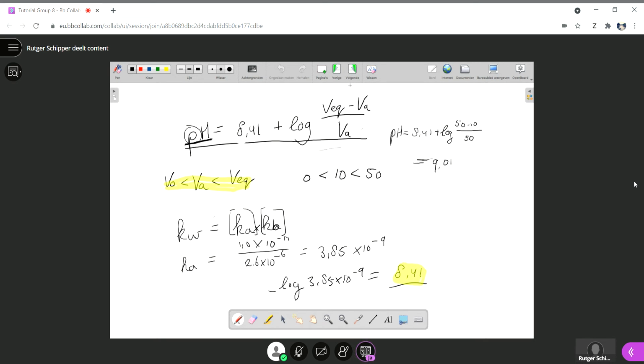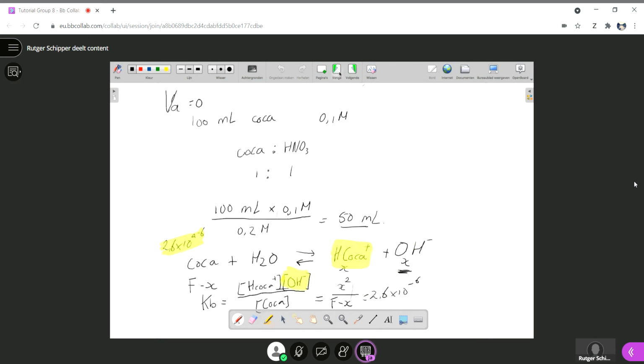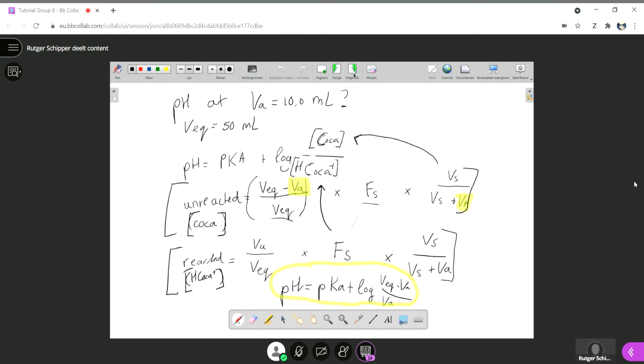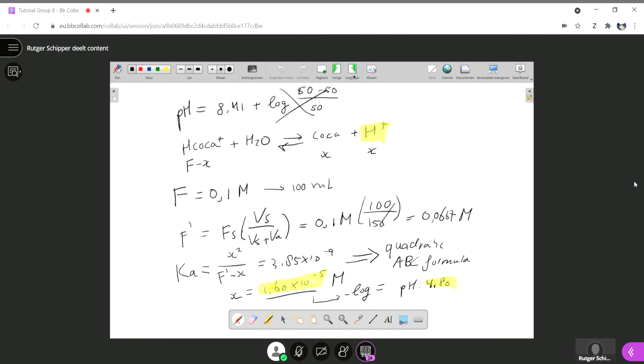Right, so let's just skip to this part. When we add 50 milliliters, we are exactly at this point of the equivalence. And I'm going to explain to you why you no longer can use the Henderson-Hasselbalch equation to calculate the pH. Because if we fill it in like we normally would, then we get the 8.41 plus the log value of 50 minus 50 divided by 50. So what we would get is 0 divided by 50, which is unsolvable, right? So there must be another way to calculate the pH then, right? And there is, in fact.